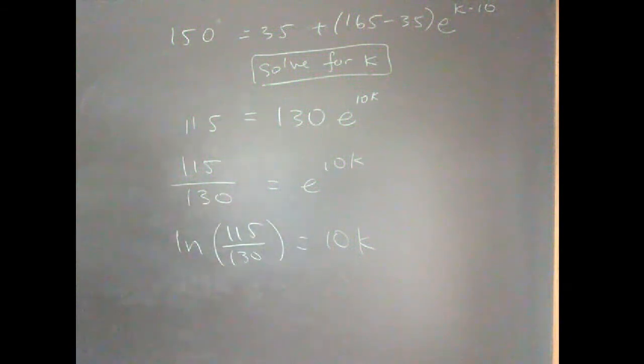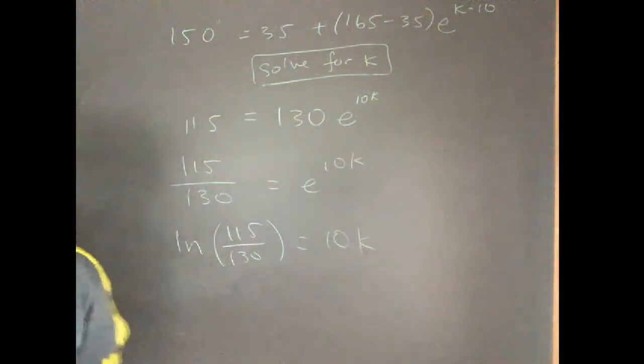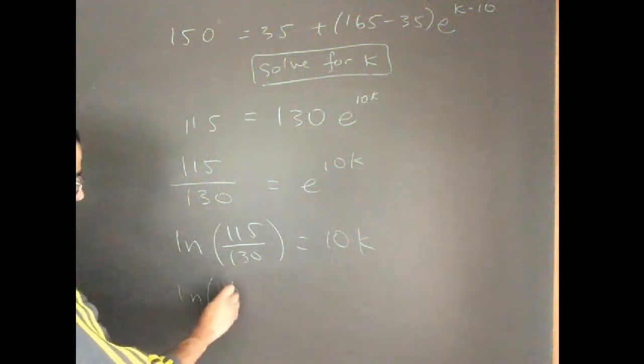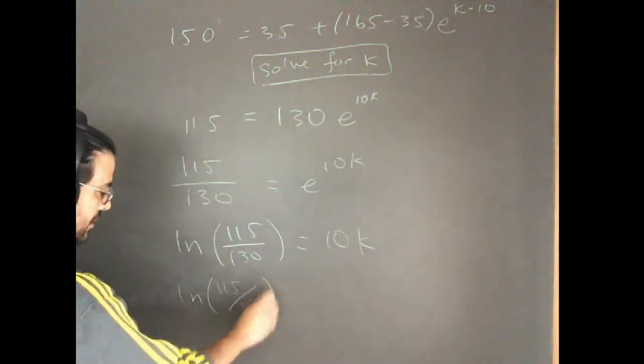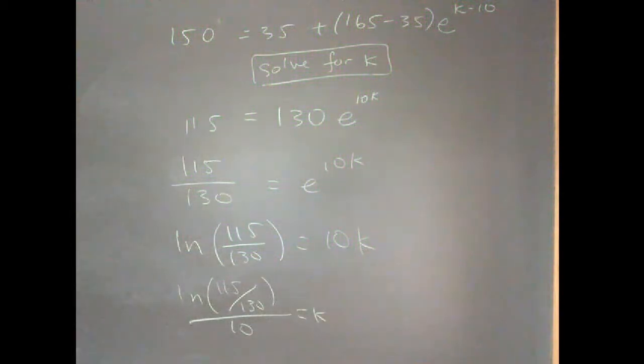What's my last step that I'm going to do to get that on its own? Because remember, we were after solving for k. Yeah, divide by the 10. So we get natural log of 115 over 130, all divided by 10, is equal to k.